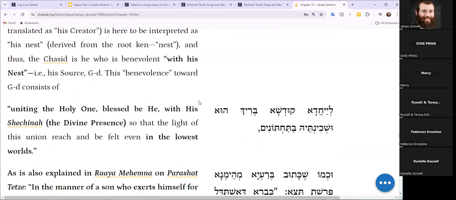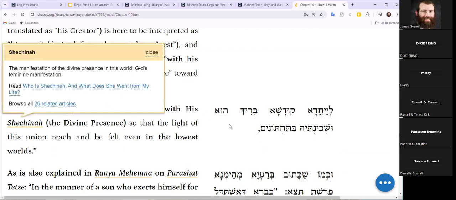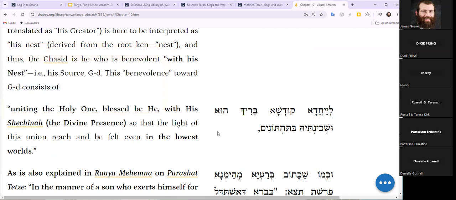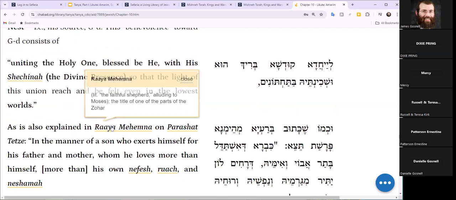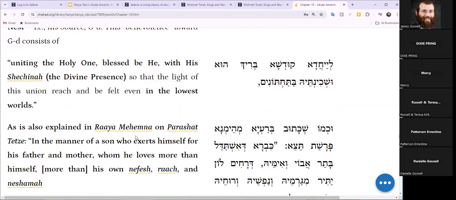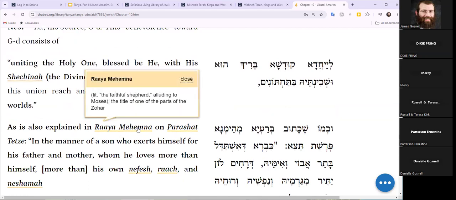So being a chassid means uniting the Holy One, blessed be He, with His Shekhinah, the divine presence, so that the light of this union reaches and is felt even in the lowest worlds. So you're trying to make union, as is also explained in Ra'aya Mehemna, literally the Faithful Shepherd, alluding to Moshe, the title of one of the parts of the Zohar.